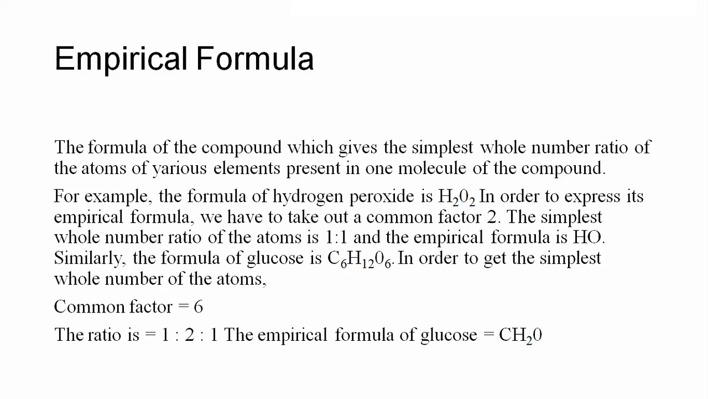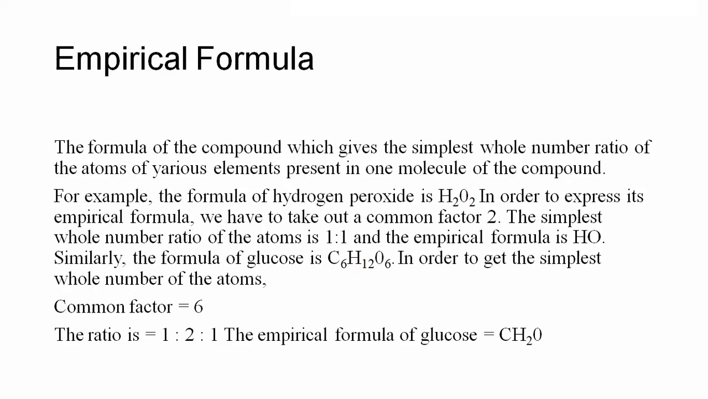Similarly, for the formula of glucose, C6H12O6, the ratio 6:12:6 comes out to be 1:2:1. And we can write CH2O. So that is the empirical formula. And we know what the molecular formula is.